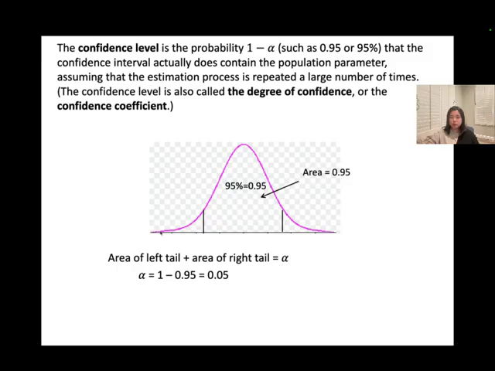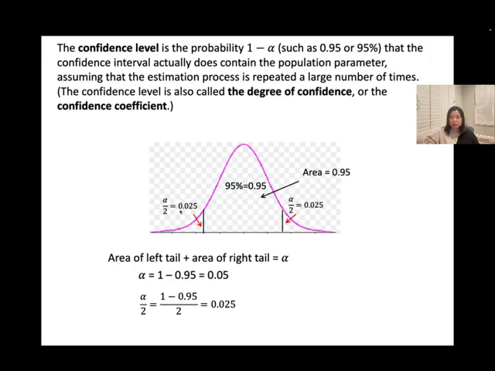So I know the total area under the curve is equal to 1. How can I find my alpha? Alpha will be equal to 1, the total area, minus the middle part, which is 0.95. That will be equal to 0.05. And since I have two tails, I'm going to divide by 2. You should get 0.025. So the area for the left tail and the right tail will each be 0.025.